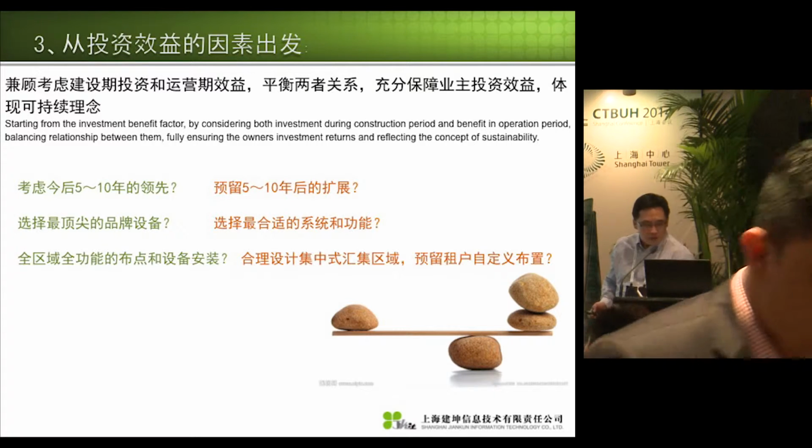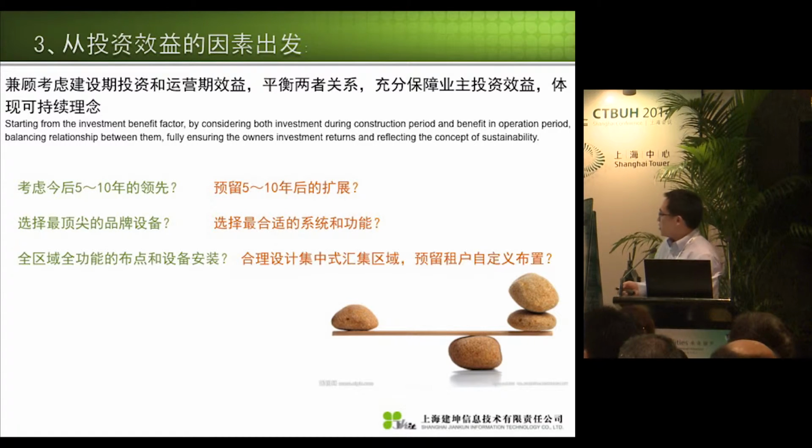We have also thought about some questions at the early stage. Are we going to take the leadership in the next 5 to 10 years, or are we going to keep some room for further expansion in the next 5 to 10 years? Are we going to select the top-notch branded equipment, or the most appropriate systems and functions? Are we going to install all these facilities with complete functionalities in the entire areas, or just have a reasonable distribution of the equipment in some centralized areas and allow the tenants to customize some settings?